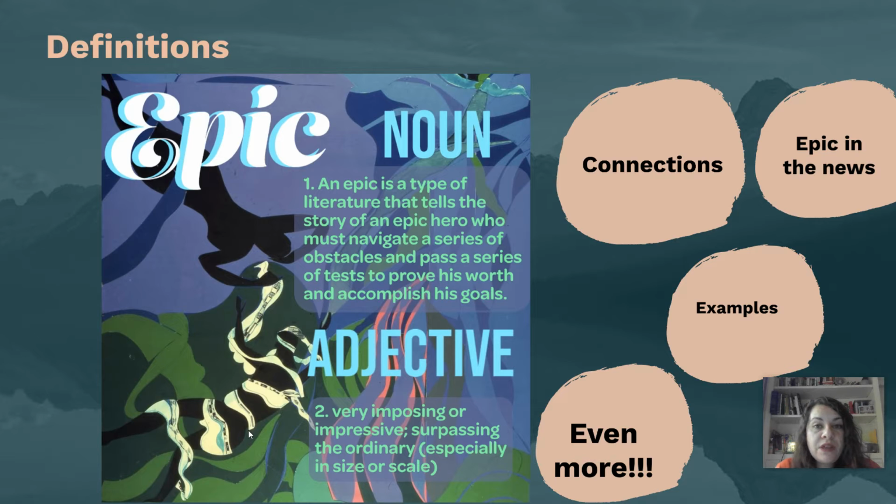Now, the way you probably hear epic more often is the adjective form. And the adjective is when you describe something as very imposing, which is another word for impressive, surpassing the ordinary in size or scale. So something that is big, that is long, that is extreme. We'll often use the word epic as a synonym for those things.